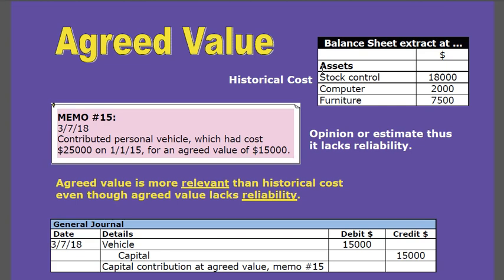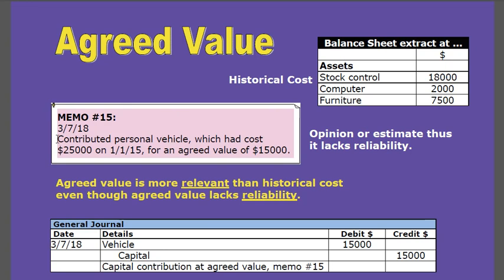Have a look at this balance sheet. It shows three assets: stock control, computer and furniture. And most assets in a balance sheet are recorded and reported at their historical cost, the cost to the business entity when they were purchased.